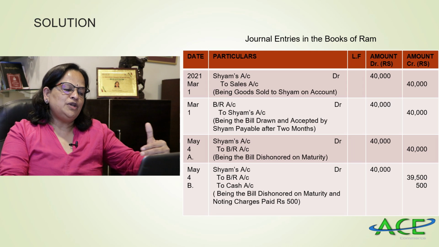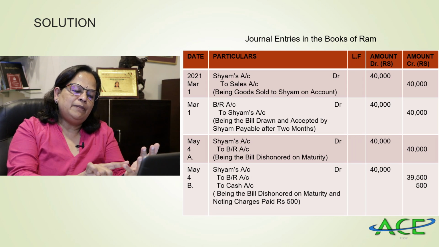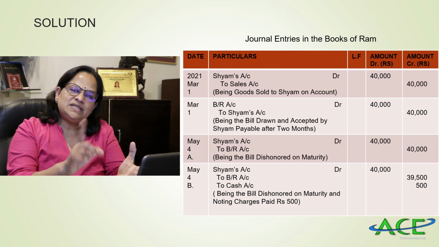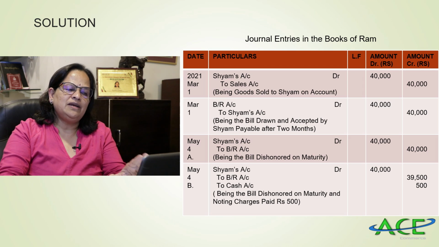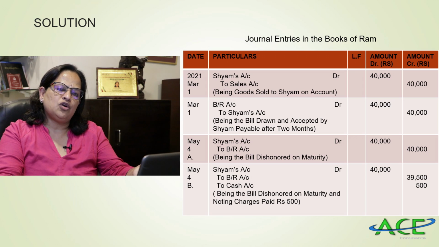So now we are coming to May 4th. That means on March 1st they are writing the bill for 2 months. April, May. So May 1st plus 3 days of grace. That is how we are getting May 4th. So I am giving 2 options. First journal entry when noting charges are not paid. Second is when noting charges are paid.